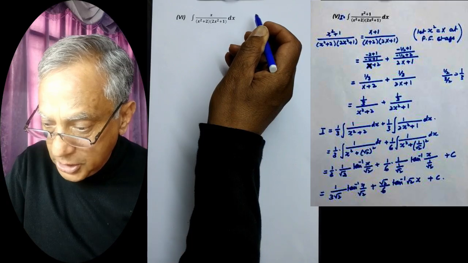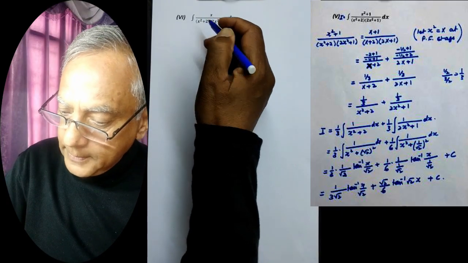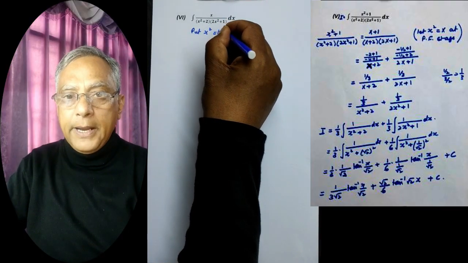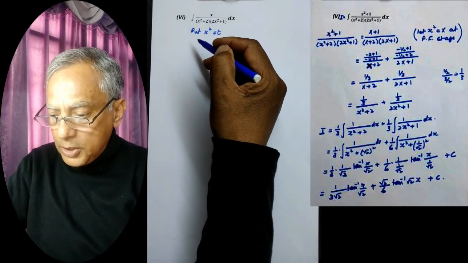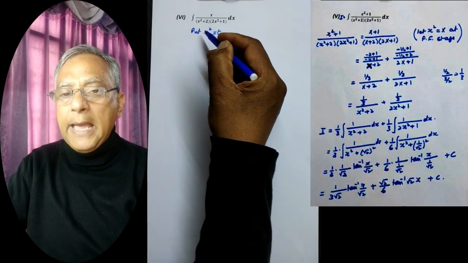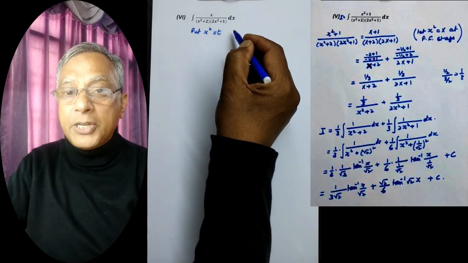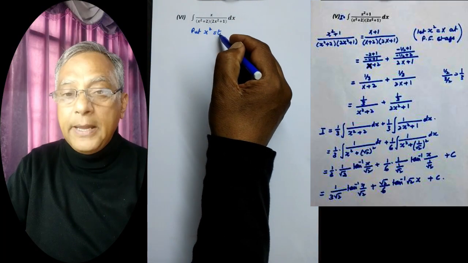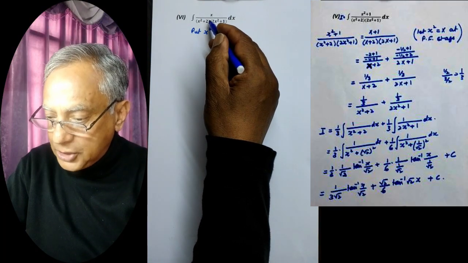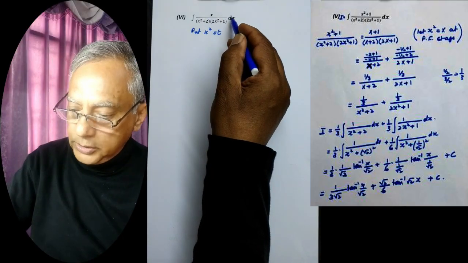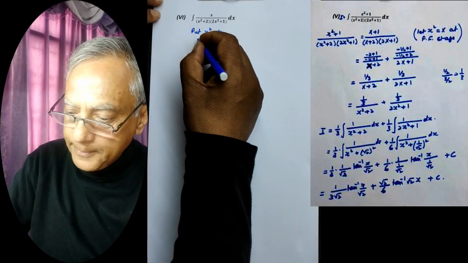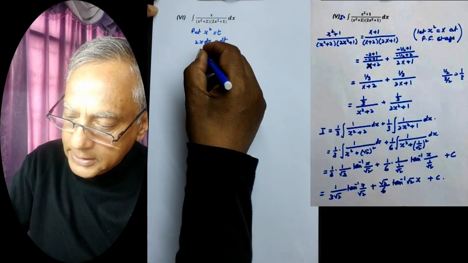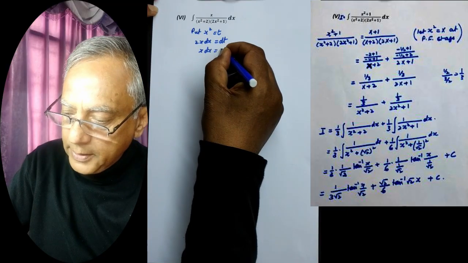So in this question we will put x square equal to t at the stage of integration. In the previous question we wrote x square as capital X at the partial fraction stage. Here we are making the substitution at the integration stage, because we have x dx in the numerator. So this will be 2x dx is equal to dt. x dx is equal to half dt.